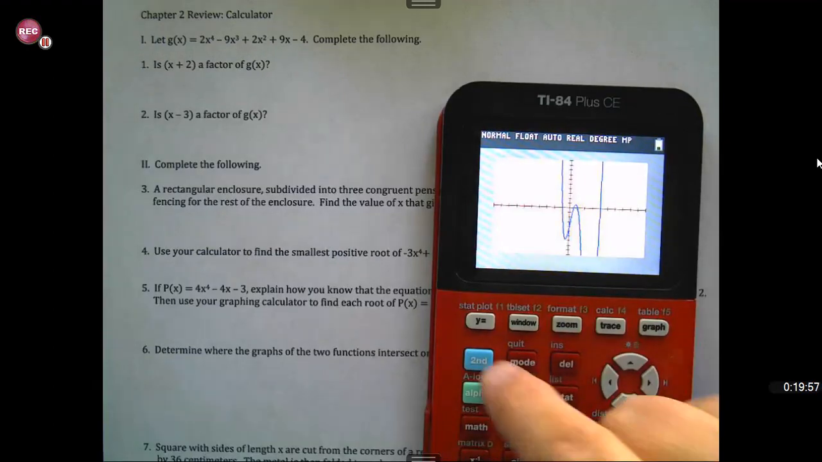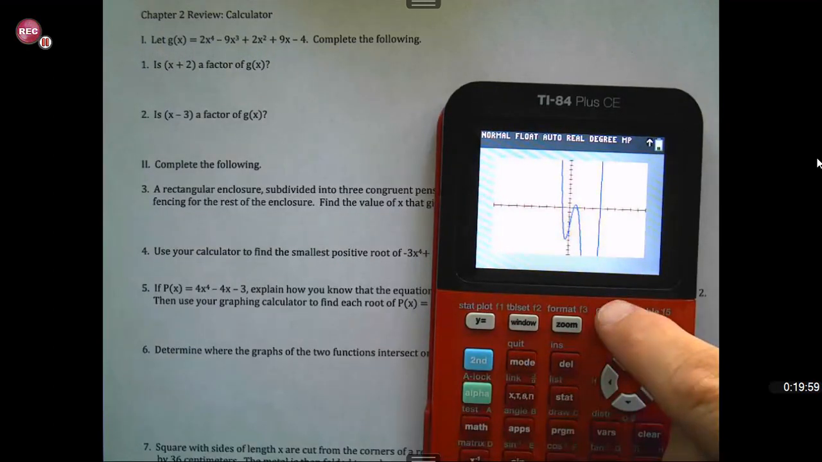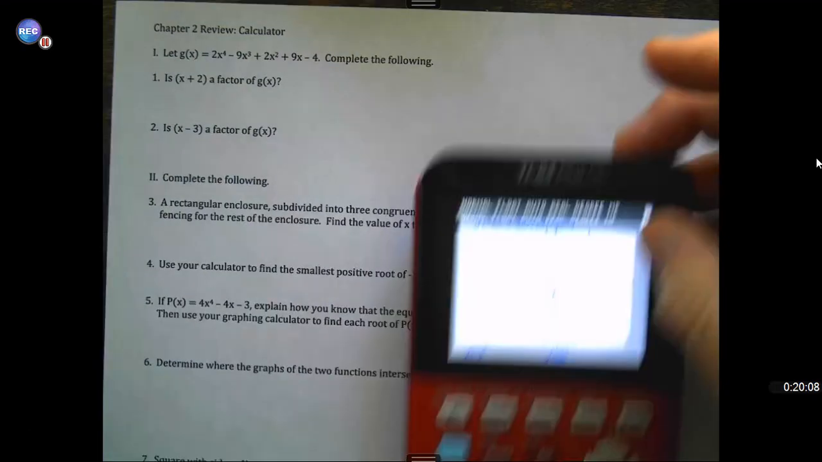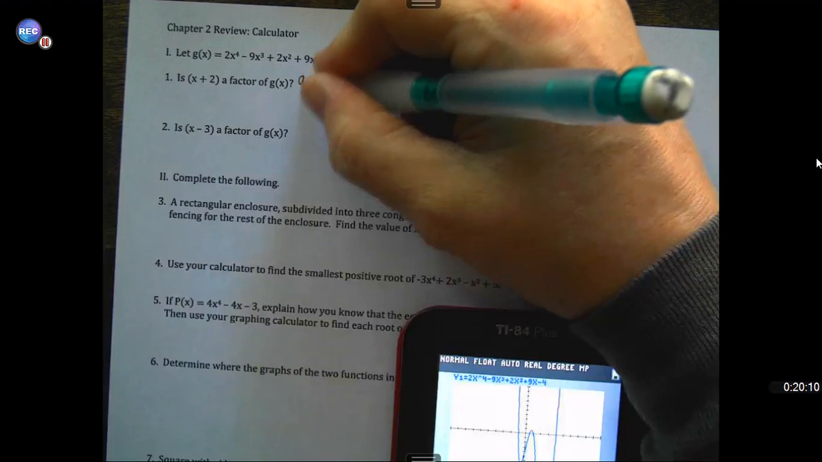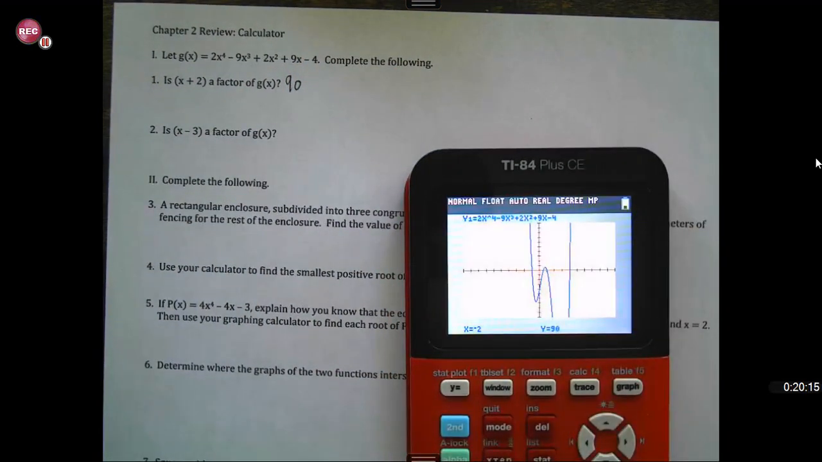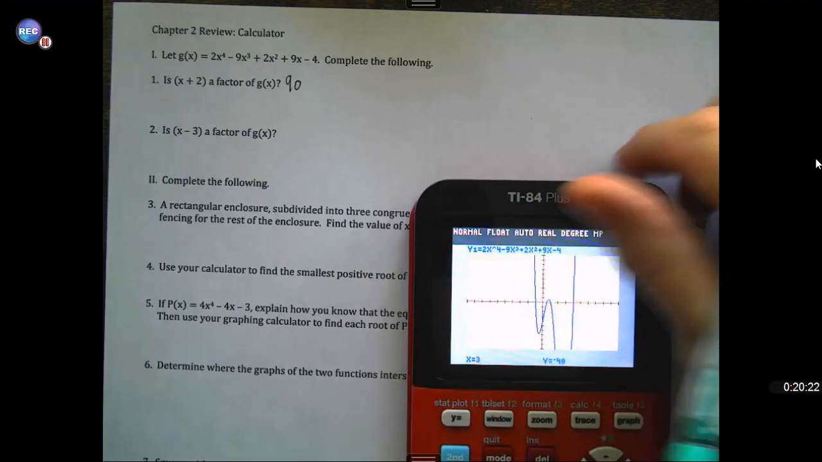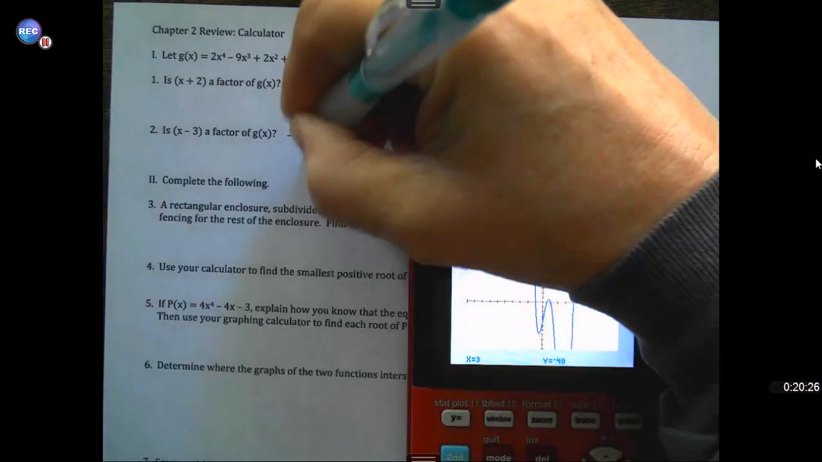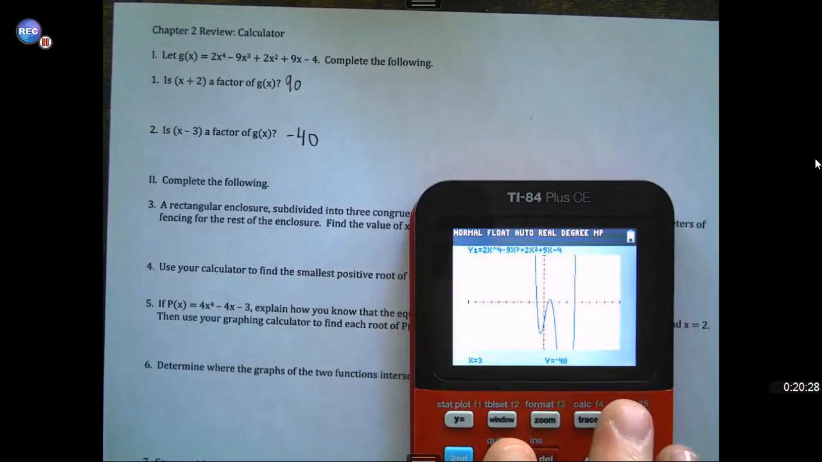And so I go to second trace, which is calculate, and I want it to calculate a value. And I put in the value negative 2 for the first one, and I get 90. So the answer is 90 for that one. And then I just put in 3, and I don't have to go back to second, trace, value. It'll stay there as long as I don't press any other buttons. So if I plug in 3, I get negative 40. And there you go. Those are done.